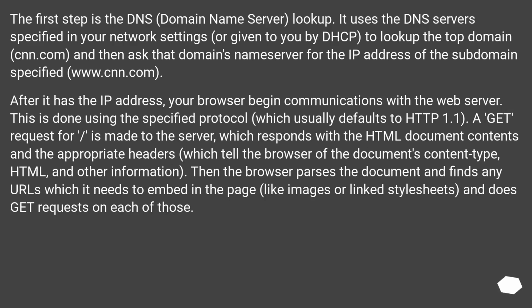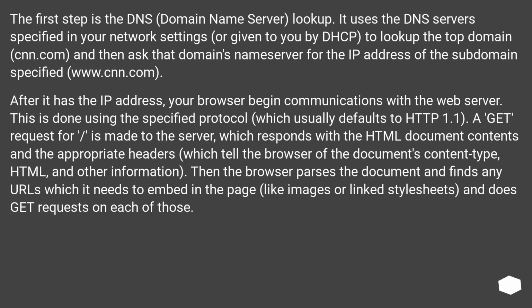The first step is the DNS, domain name server, lookup. It uses the DNS server specified in your network settings, or given to you by DHCP, to look up the top domain, cnn.com, and then ask that domain's name server for the IP address of the subdomain specified, www.cnn.com.